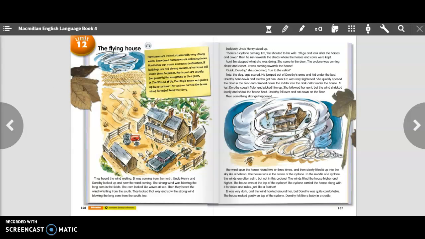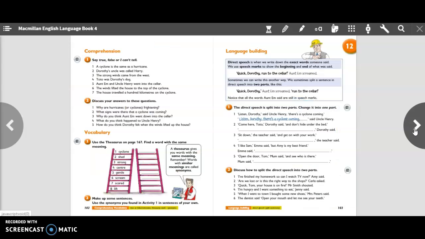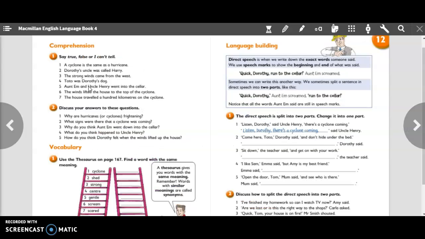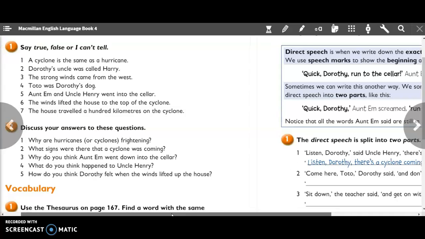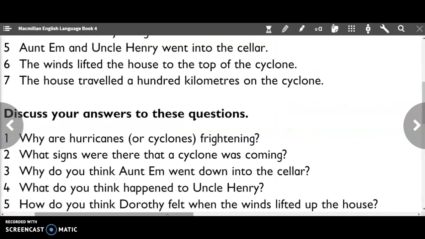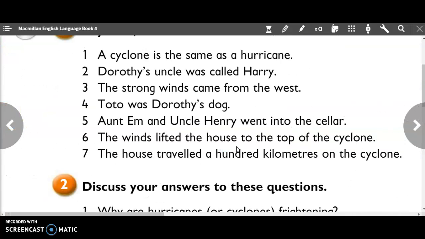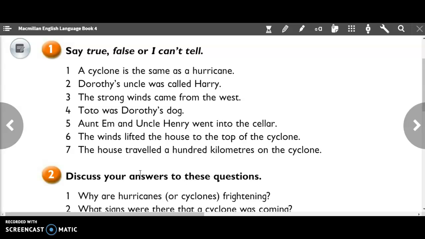Okay, so now after you've read this, we can turn the page over and focus on the exercises. Let's look at exercise 1. Say true, false, or I can't tell. Now we say true when we are sure that the sentence is true, and we say false when we are sure that the answer is not true.